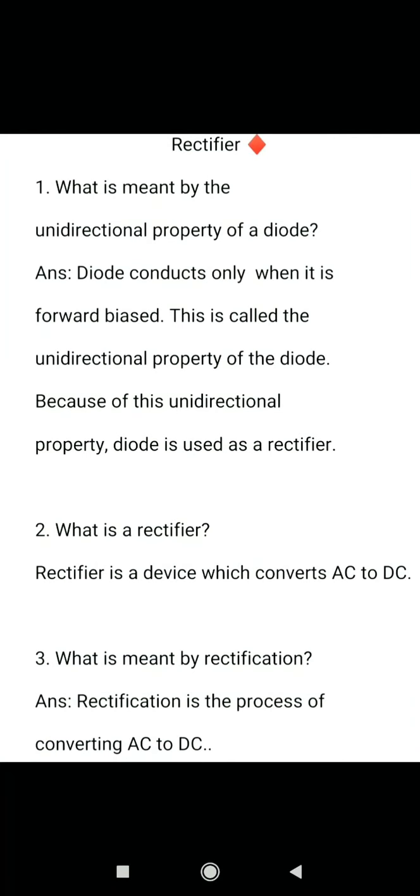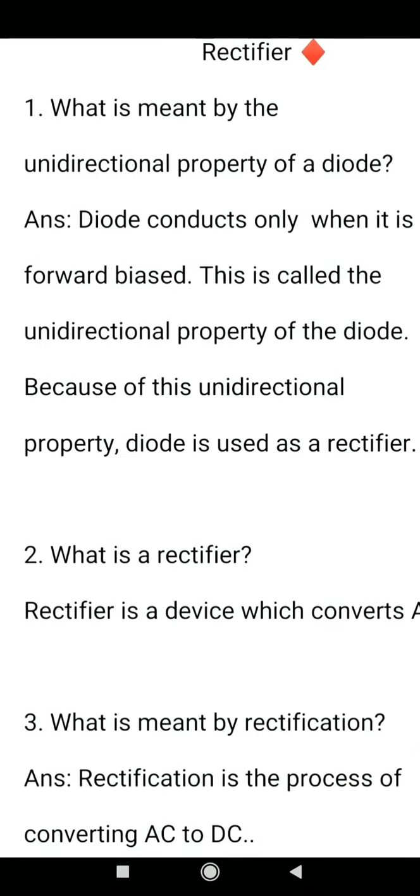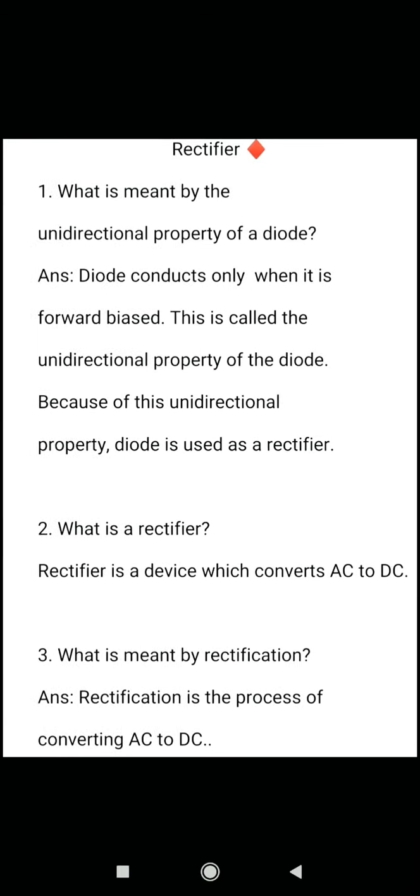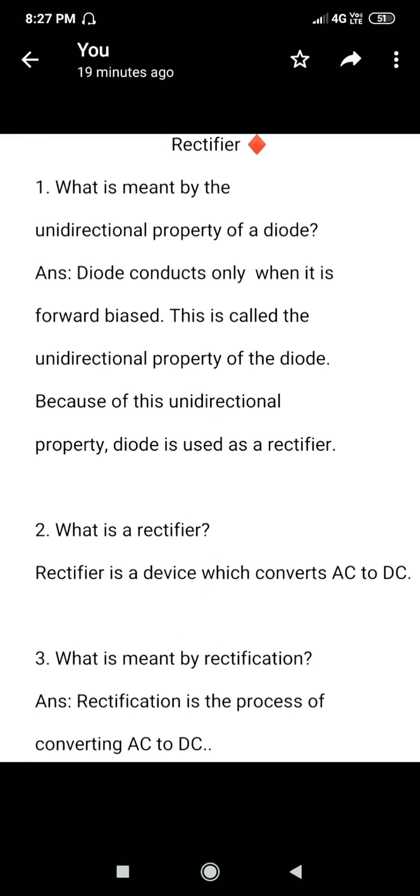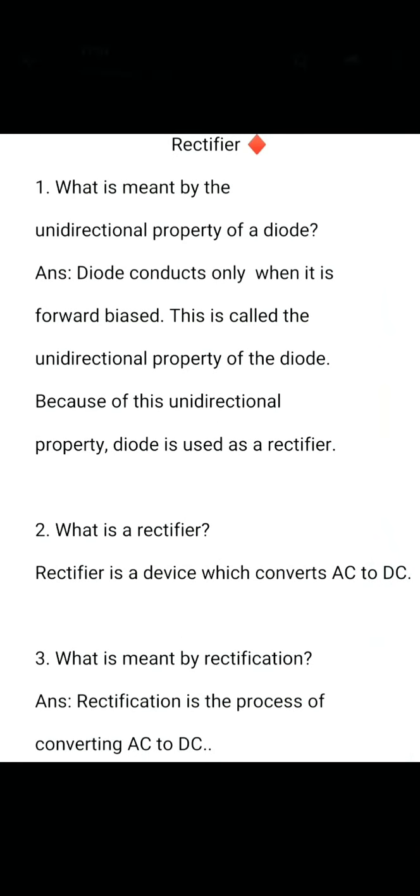Next, some important questions. What is meant by the unidirectional property of a diode? It's already discussed. The next question is, what is a rectifier? We know a rectifier is a device which converts AC to DC. Then what is meant by rectification? Rectification is the process of converting AC to DC.